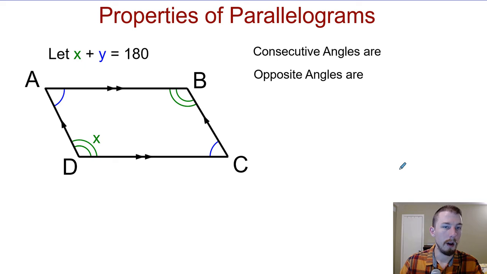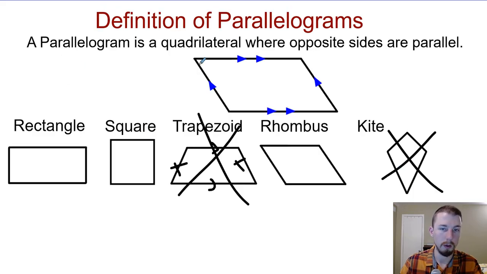All right, moving on. I guess we'll go back here. Parallelograms include rectangles, squares, and rhombuses. And tomorrow we'll talk about the specific characteristics that we have for rectangle and rhombus.